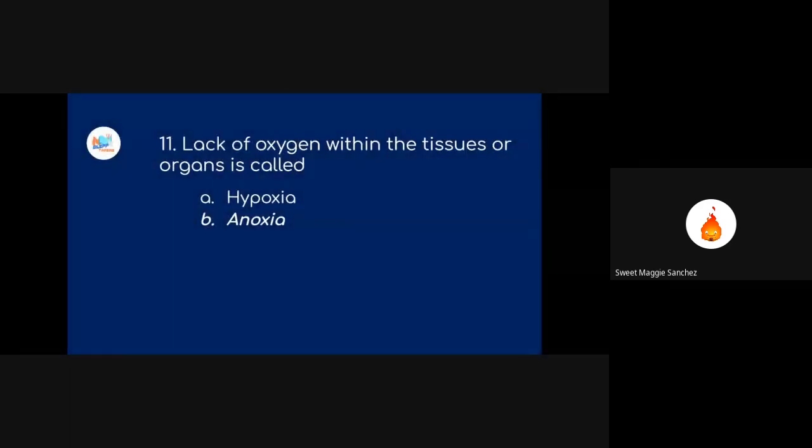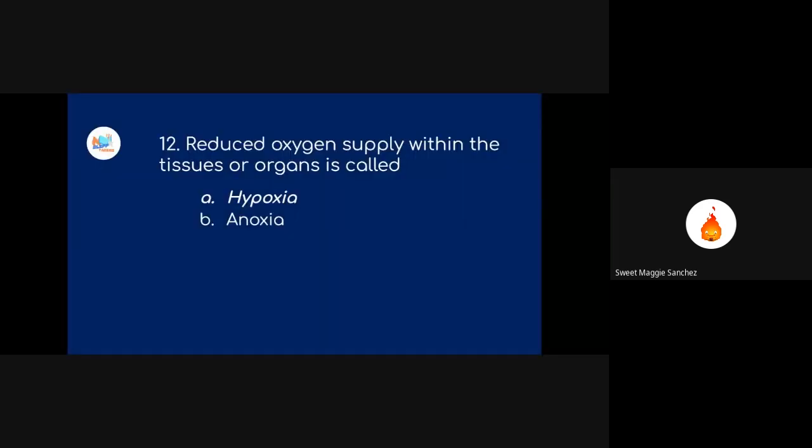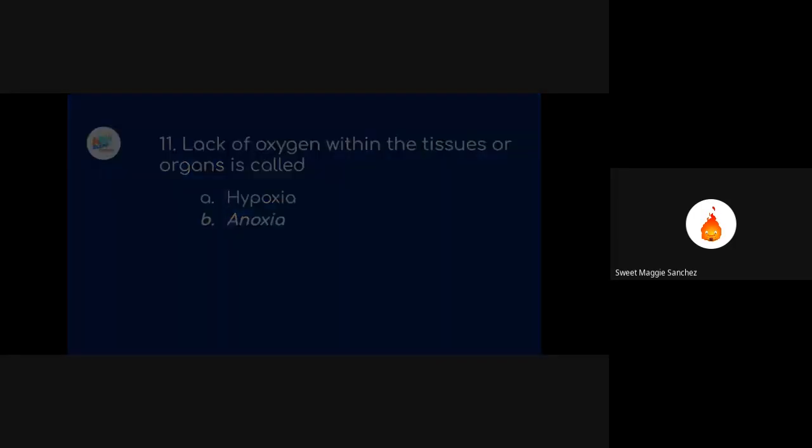Okay. Question 11. Lack of oxygen within the tissues or organs is called anoxia. The key terms: an means without in Latin, and oxia means oxygen. Whereas reduced oxygen supply within the tissues or organs is called hypoxia, from the root word hypo, which means under. It's under the limit, so it's reduced oxygen supply. Oxia is oxygen. Usually the two are batchmates, right? See? Anoxia and hypoxia.